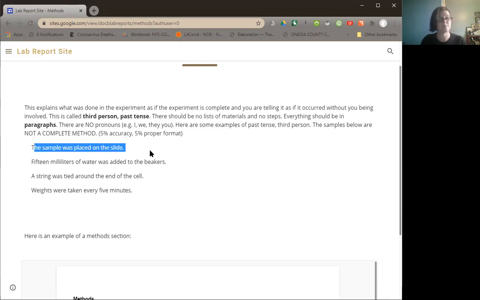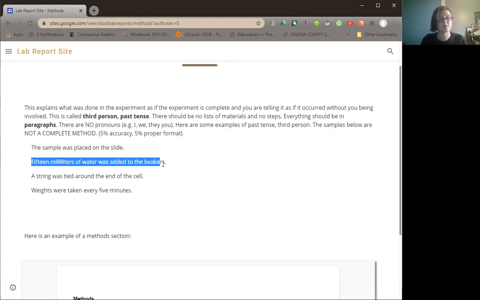The sample was placed on the slide. A string was tied around the end of a cell. 15 milliliters of water was added to the beakers. Numbers are important. If your solutions have amounts, you need to know how they were made and what amount. You need to know how much was added. You need to know how long things took.